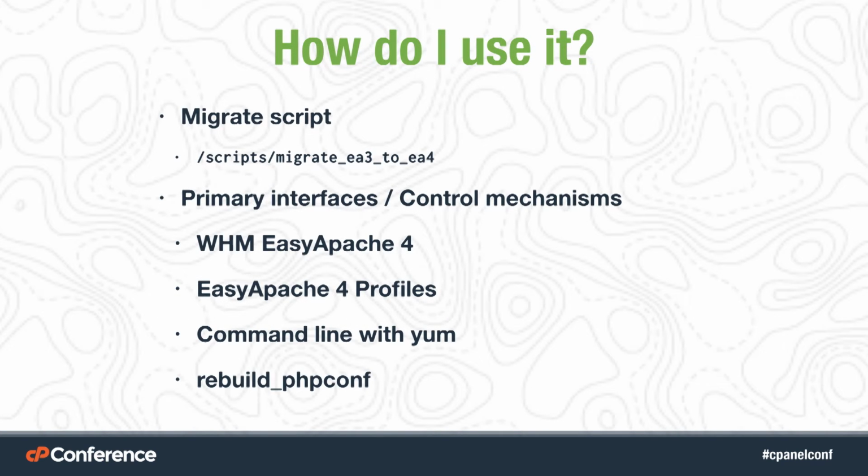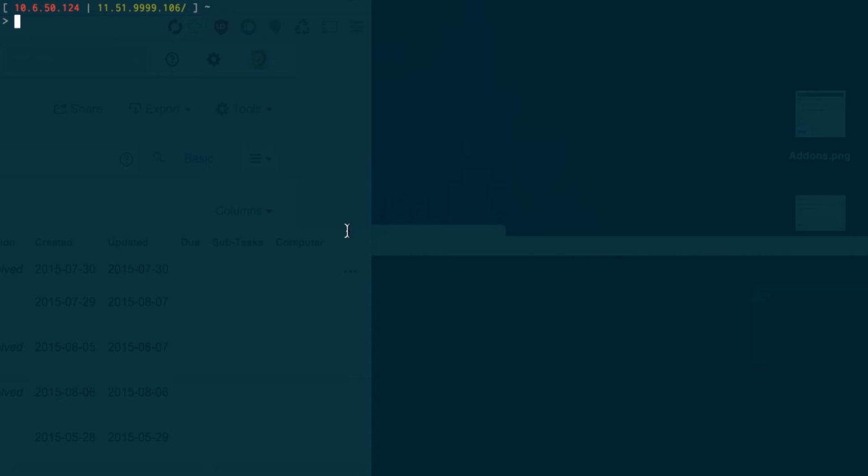For 11.52, there's one primary way to get to EasyApache 4, and that's to migrate from EasyApache 3. After migrating to EasyApache 4, there are four primary interfaces or control mechanisms that you're going to be using. Those are the WHM EasyApache 4 interface. Inside the EasyApache 4 interface will be the EasyApache 4 profiles. After that, you can interface both through the command line via yum and also through rebuilding the PHP configuration with /usr/local/cpanel/bin/rebuild_phpconf.